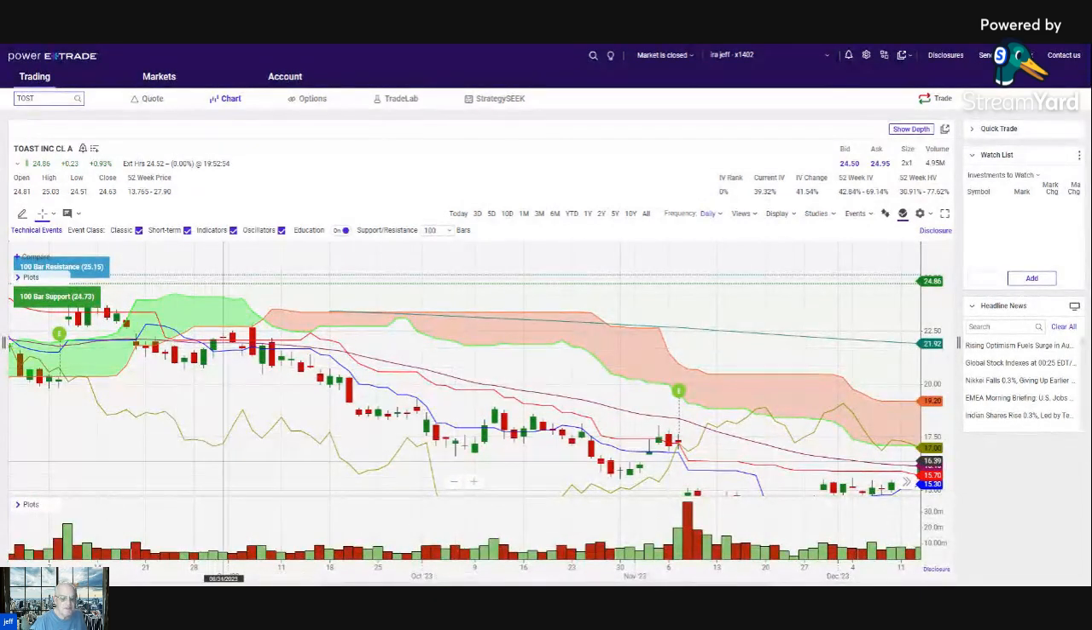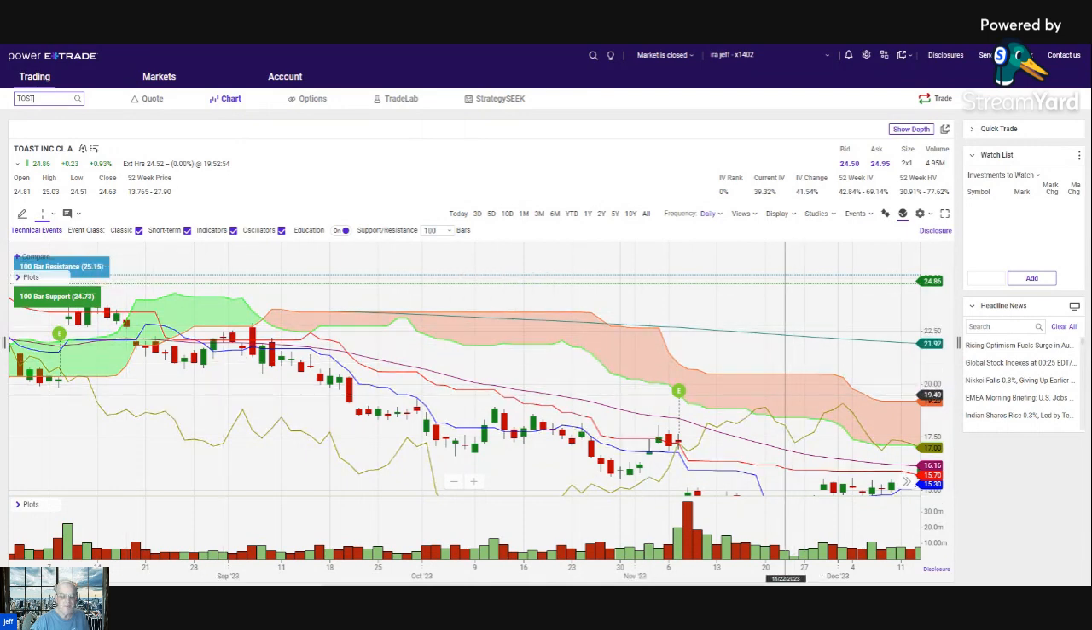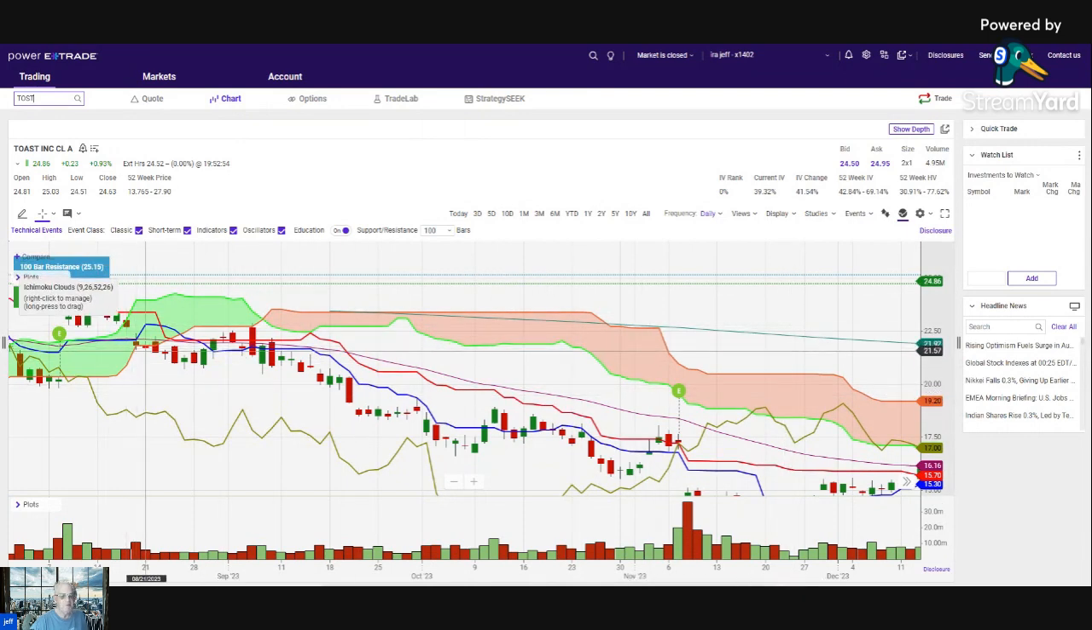This was a year ago. Okay, so here it was in the cloud, and it came out of the cloud. So you see here, the red line is above the blue. The cloud to the right is red. And I would buy here and just hold it.